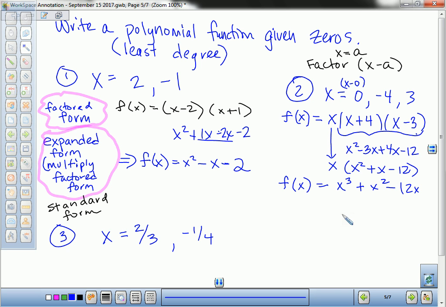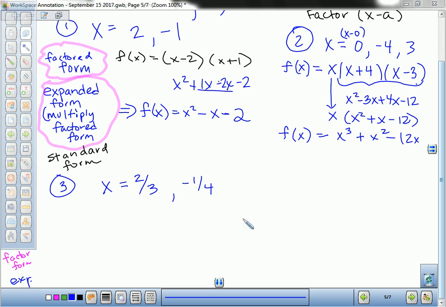Yeah. All right. Now, this one is a fraction. When we write polynomial functions, when I have given you any problem that you've started with, have any of them had fractions in them? No. So what do we do with this fraction? Okay, what we do is this. We take this, x equals 2/3, and we kind of undo it. We want it to equal 0.